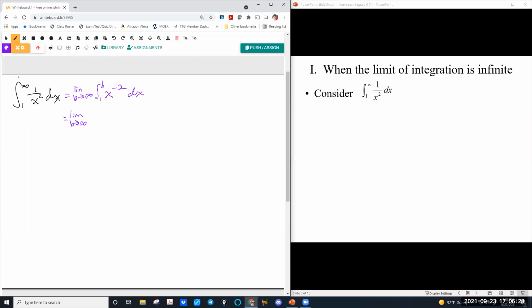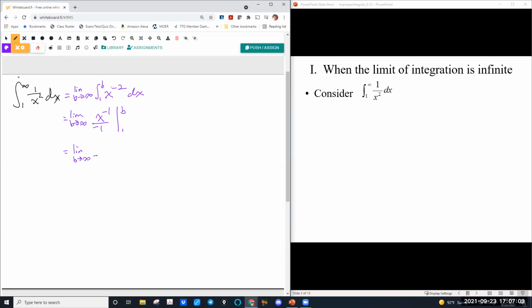So we go into fundamental theorem mode, which is take the antiderivative. So the antiderivative of x to the negative 2: increase the exponent by 1, divide by the new exponent, from 1 to b. All right. That negative, you can write it out front, or you can even pull it out in front of the limit if you want.